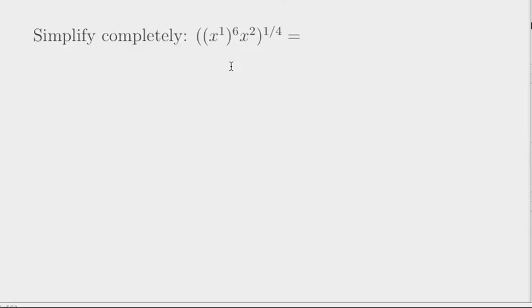So on to problem 1 here, we're simplifying completely this expression, x to the first to the sixth times x squared to the 1/4. So we're just going to work from the inside out. Looking at the innermost thing, x to the first to the sixth, I have a base raised to an exponent and then immediately raised to another exponent. So I'm going to multiply those exponents together.